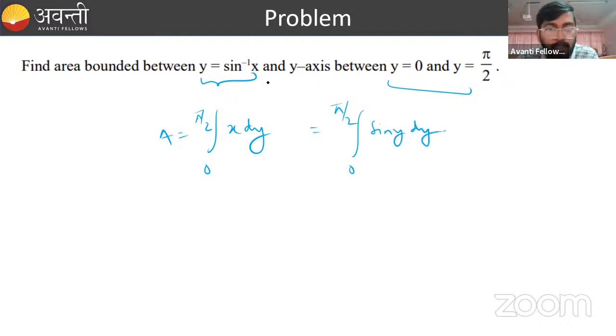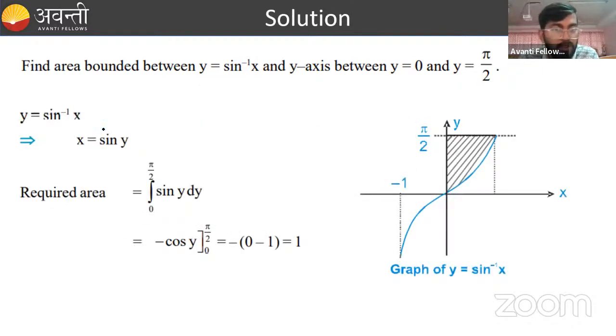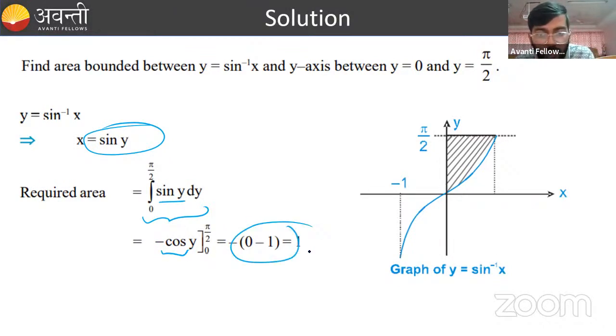We know that y is sine inverse x, so x is sine of y. So x equals sine y has been written. Area is written as integral from 0 to pi by 2 of sine y dy. We know the integration of sine y is minus cos y. We applied the values. We got the area under the curve as 1.